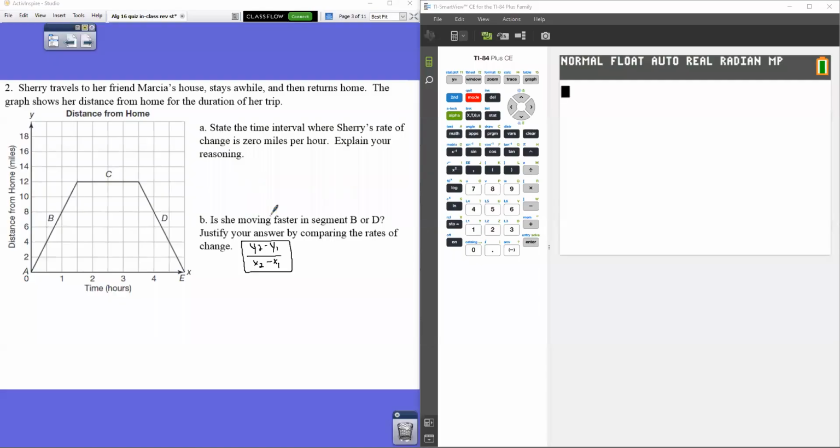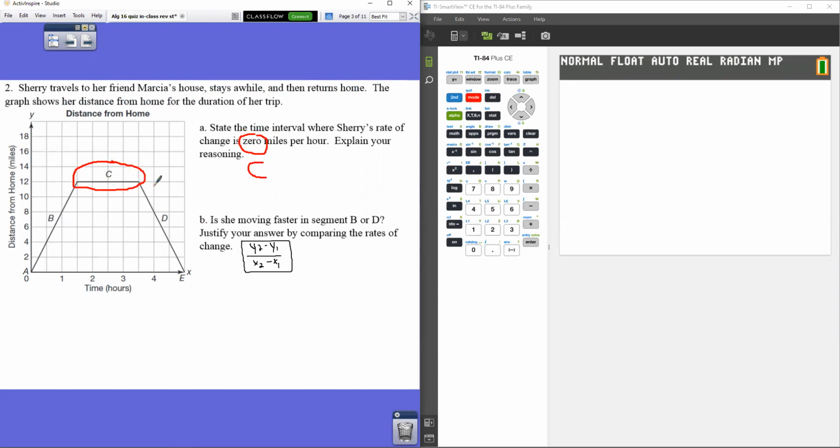For question number 2, Sherry travels to her friend Marcia's house, stays a while, then returns home. The graph shows her distance from home for the duration of the trip. Question A says, state the time interval where Sherry's rate of change is 0. So rate of change being 0, it's not changing at all, right? She's not going anywhere. She's not traveling. She's standing still. So in interval C right here, she is standing still.